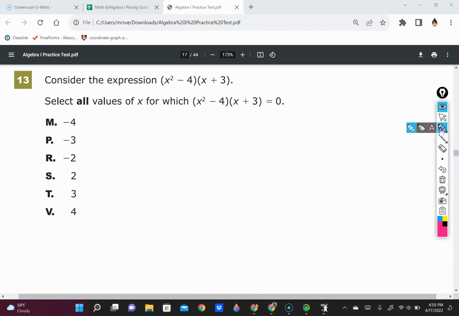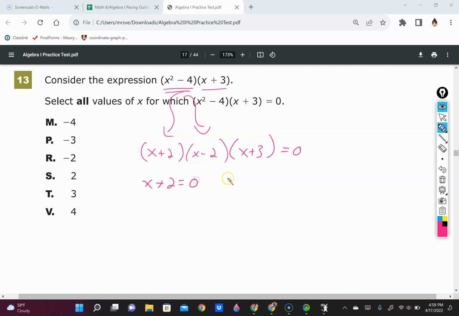Consider the expression. Select all the values where they equal 0. So what we want to do is we want to factor this apart. It's not completely factored. What's going to happen here is this is a difference of 2 squares. So you're going to have x plus 2, x minus 2. This one, the last part, is already factored. So then we're going to take each one of them, set them equal to 0, and solve this equation.